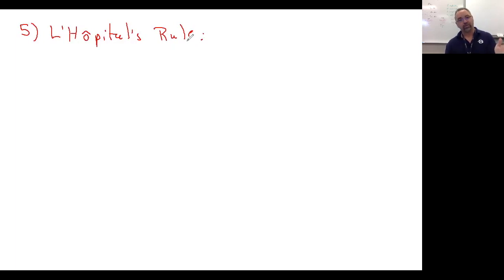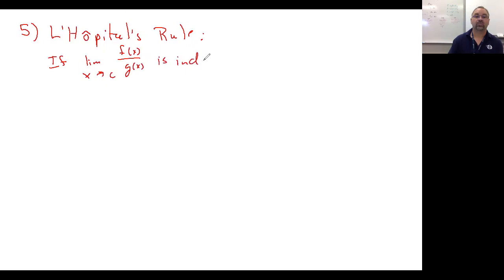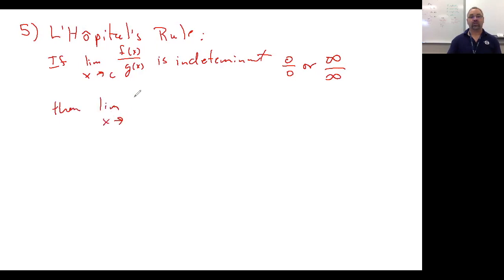Now, you all remember how to take a derivative, I'm sure. If not, don't worry, we're going to review it later. But L'Hopital's Rule said this: if the limit as x approaches c of f of x over g of x is indeterminate, remember that? 0 over 0 or infinity over infinity, then the limit as x approaches c of f of x over g of x is equal to the limit as x approaches c of f prime of x over g prime of x. And that was L'Hopital's rule.